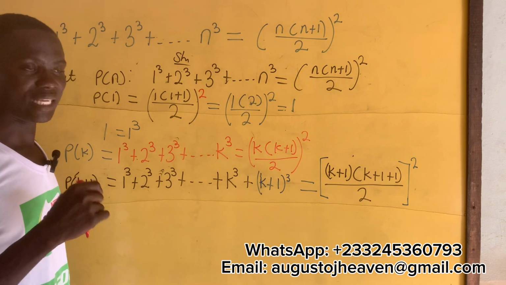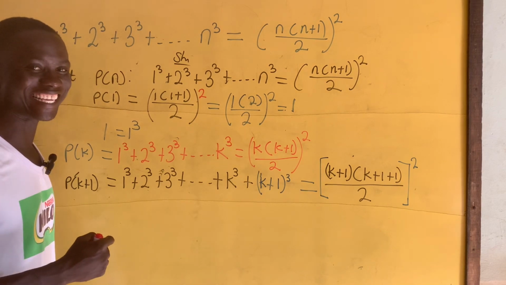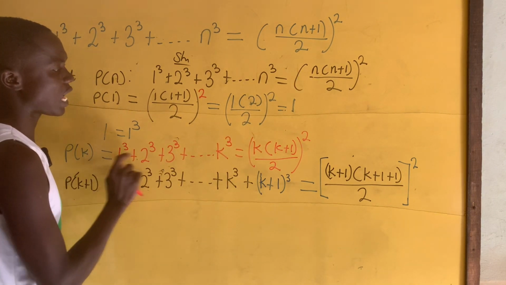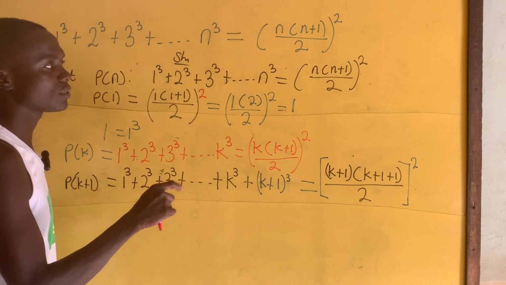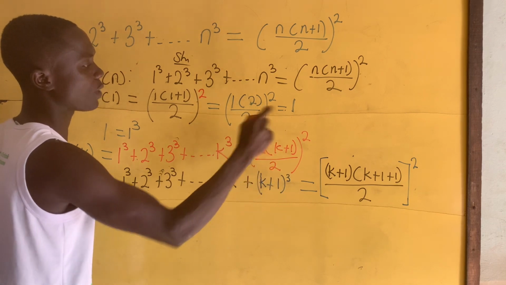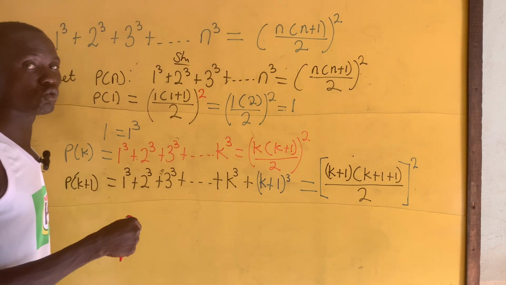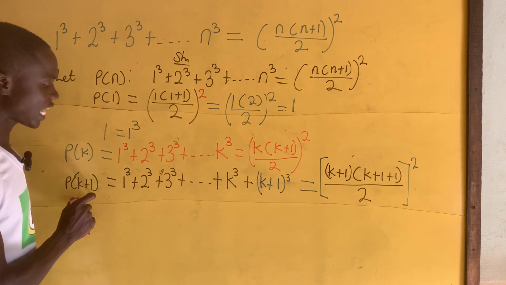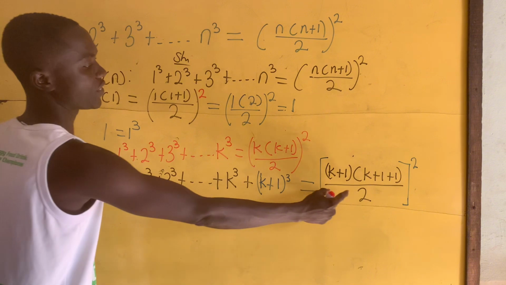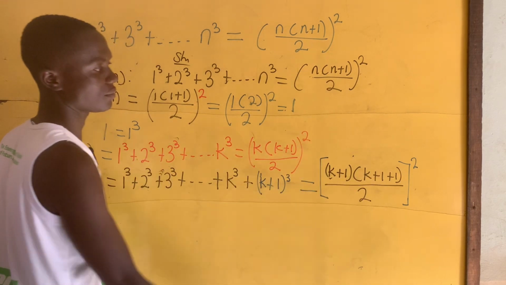Now, we move to the inductive hypothesis stage. That is where we assume that Pk is true for some positive integer k. So we put in k wherever we see n. So we sum from 1 cube up to k cube, and we are going to get (k times (k plus 1) divided by 2) all power 2. Now, if Pk is true for some positive integer k, then k plus 1 is also true whenever Pk is true. So we sum from 1 cube up to (k plus 1) cube. That is, we replace this n by k plus 1 in a very simple way.